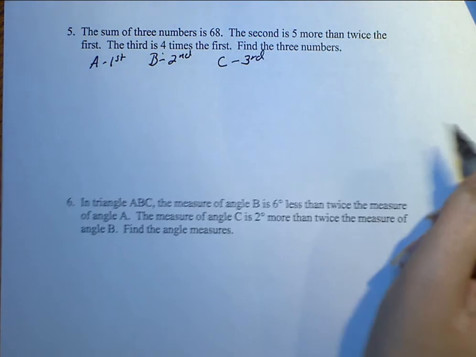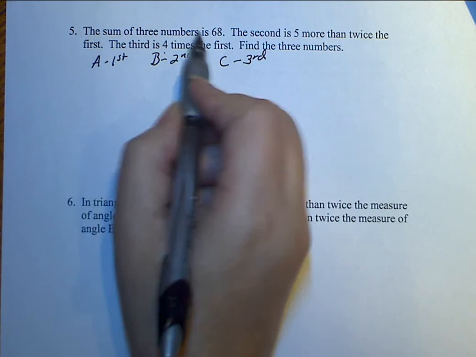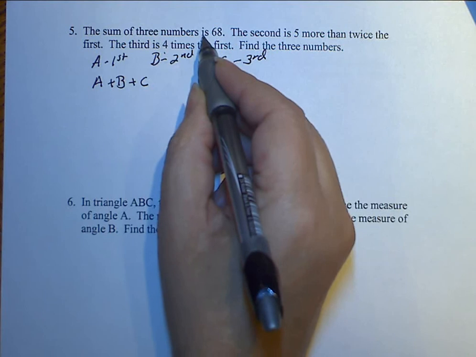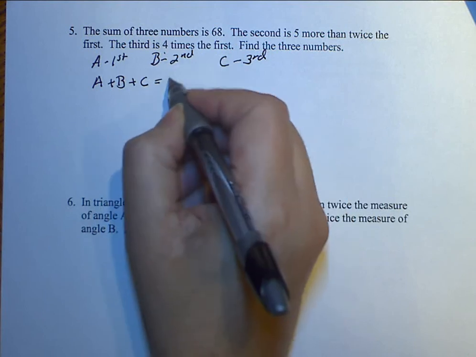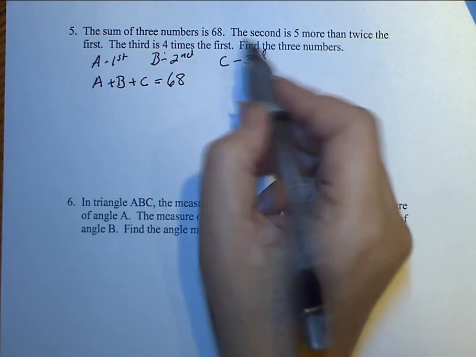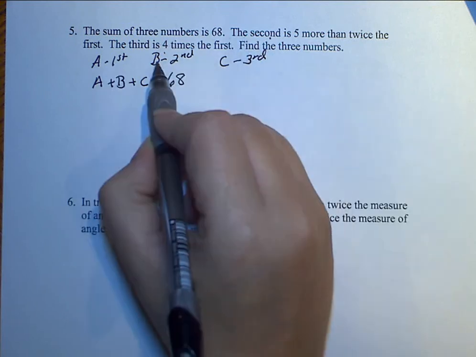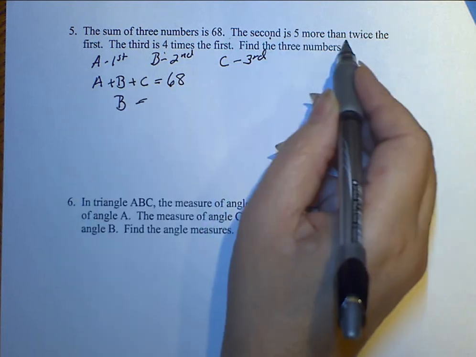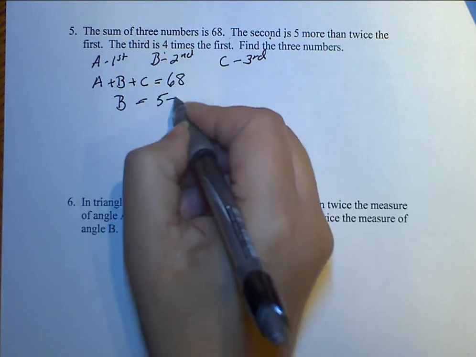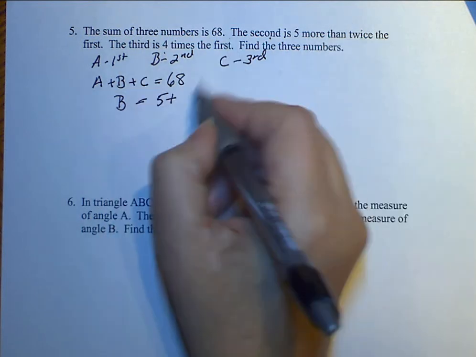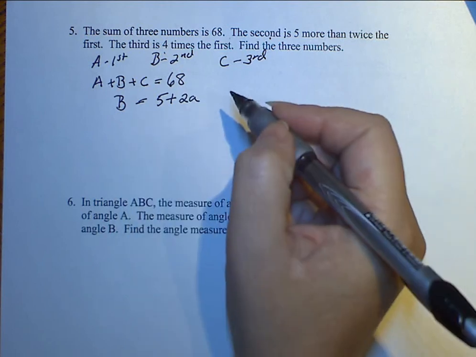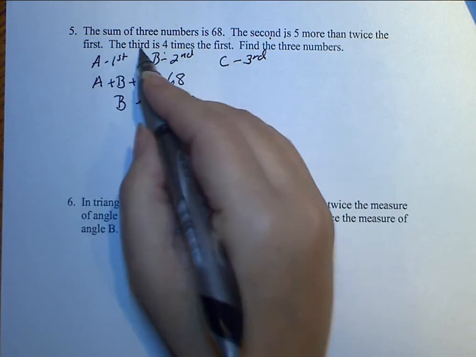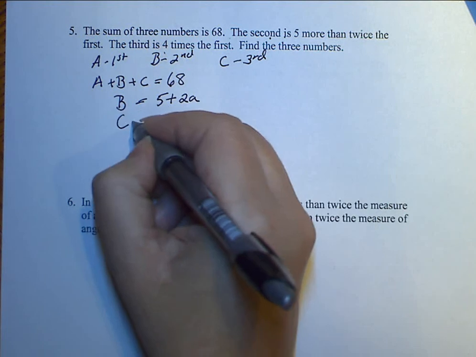So the sum of the three numbers, so that means A plus B plus C equals 68. The second number, which is B, is 5 more than twice the first, so it's 5 plus 2A. The third is 4 times the first. So the third, which is C, is 4 times the first, 4A.